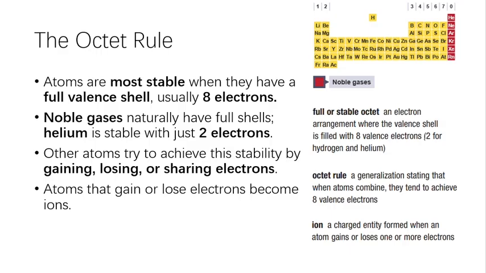And atoms of other elements do not have a full valence shell. And atoms, when they combine with other atoms, tend to attain this electron arrangement. There are 3 possible ways where an atom can achieve this stable arrangement. It can either share, lose, or gain electrons. And when an atom loses or gains electrons, it forms an ion. So an ion is basically an entity with a positive or negative charge.